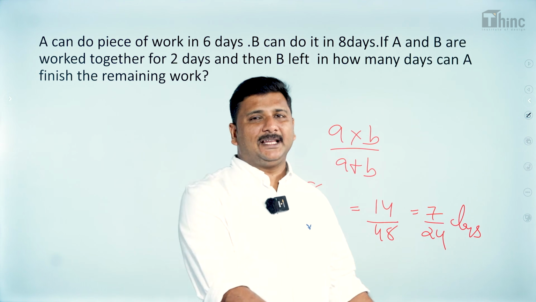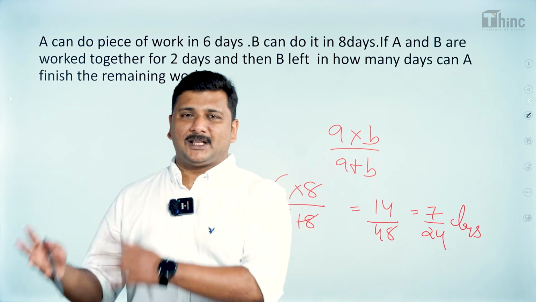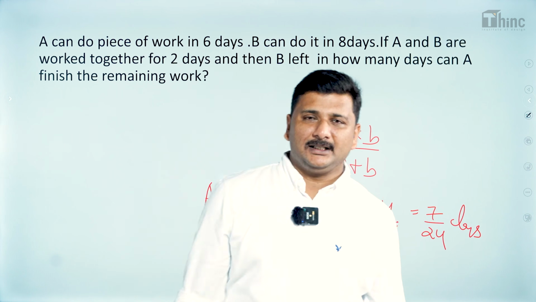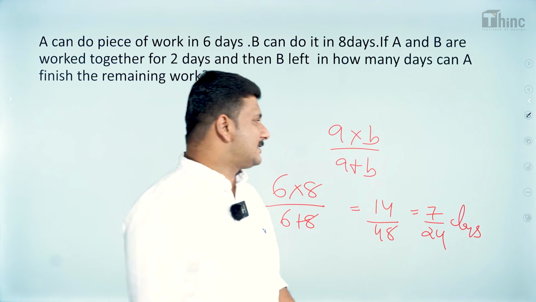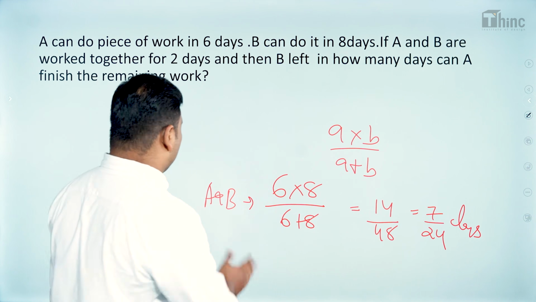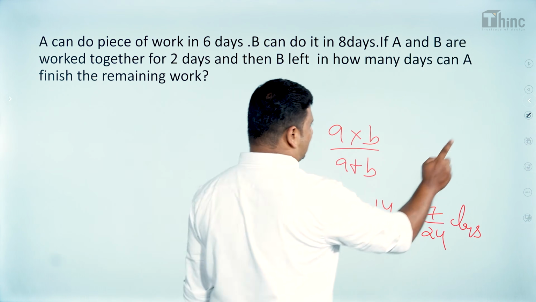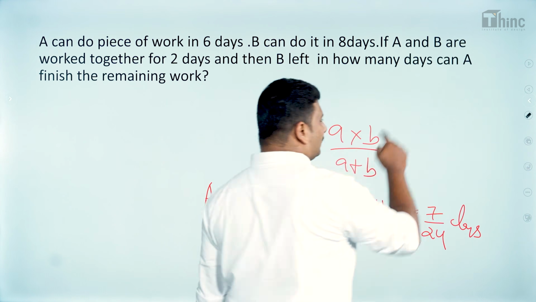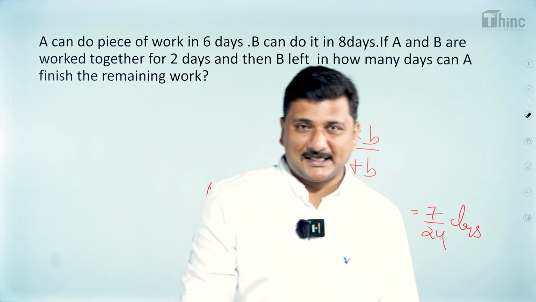If A can finish the work in A hours, B can finish the work in B hours, they can together finish the work in A into B by A plus B hours. So this is what we actually do for solving questions like this. Now, there is another approach for actually solving this. That is what we make use of in the other questions which I discussed.